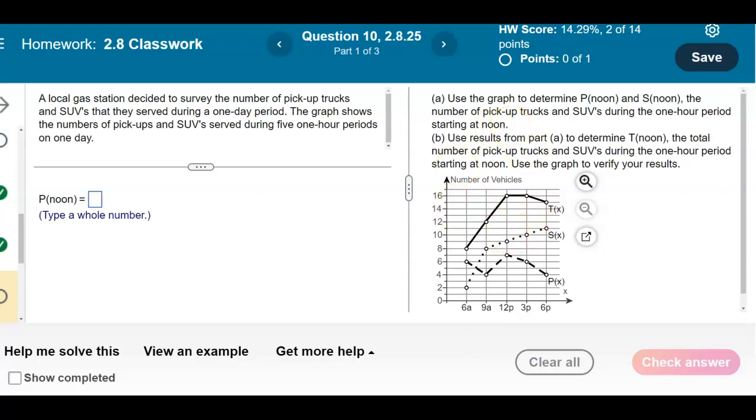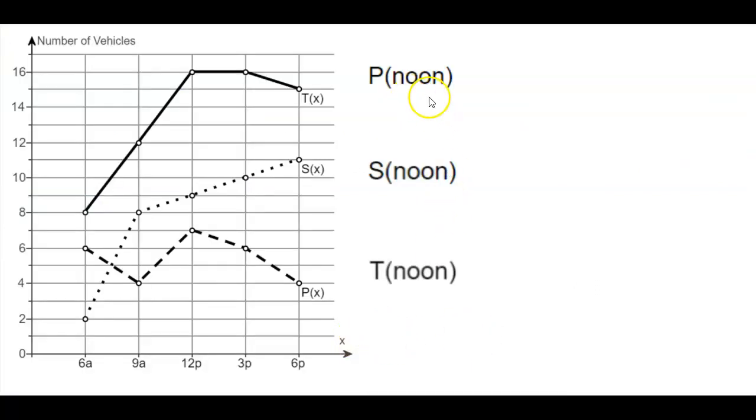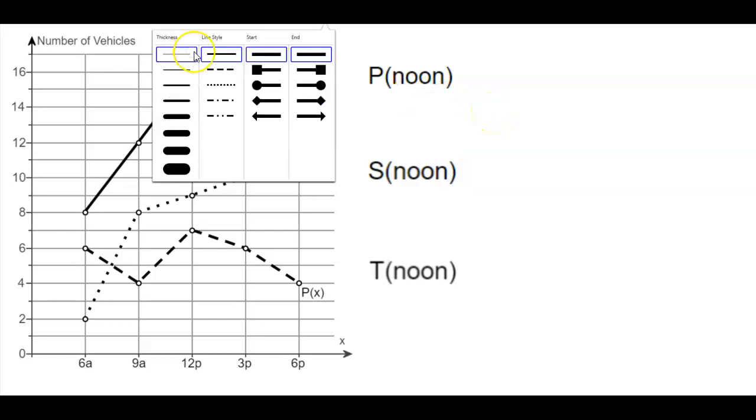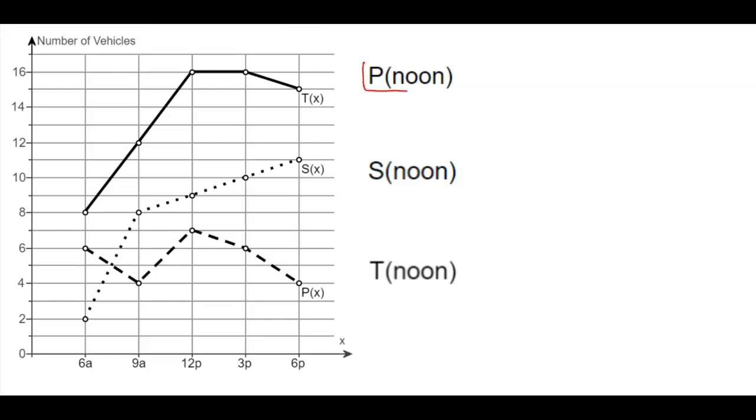Okay, so what we're going to do is take a look at the graph and figure out which one is going to represent noon. So we're going to say P of noon, right? You notice down here is 12 p.m., which represents noon, and we want to look at the output for P. So this one represents P of X. So if we take a look at noon here, we're going to see what this number represents.